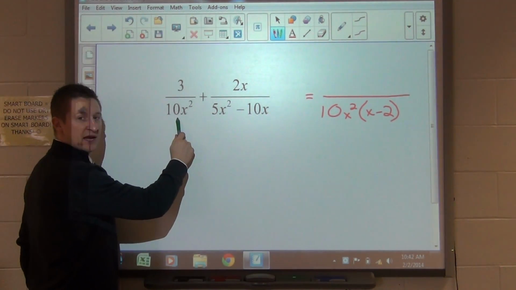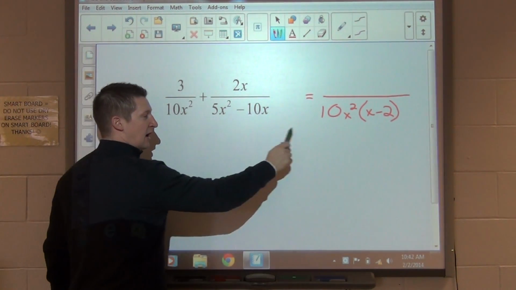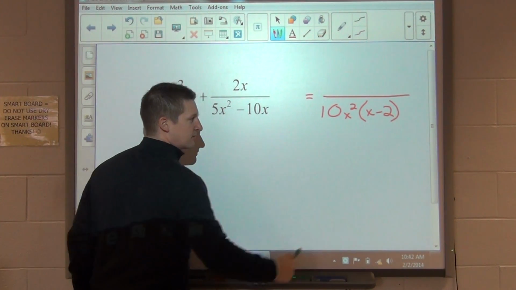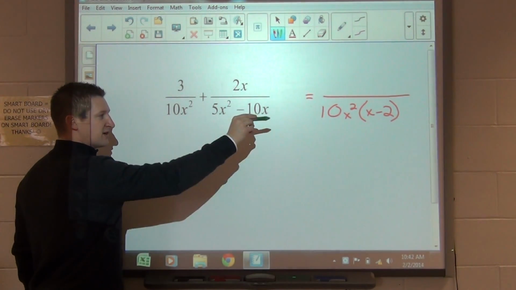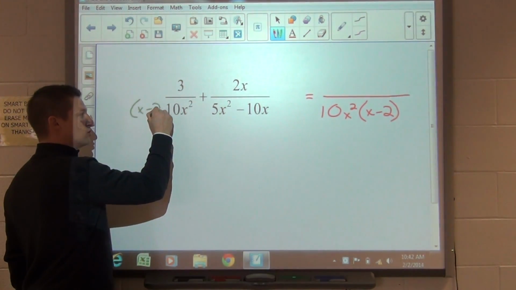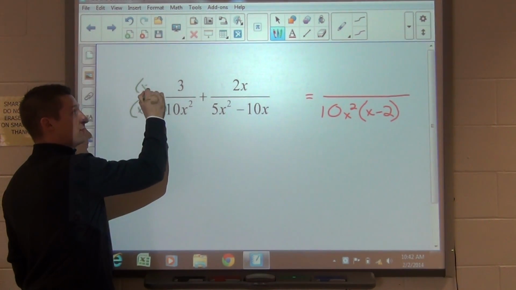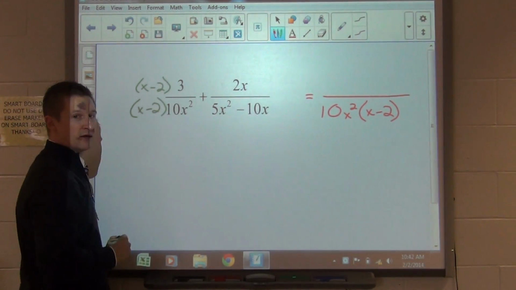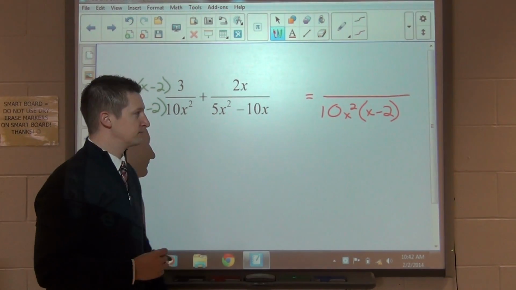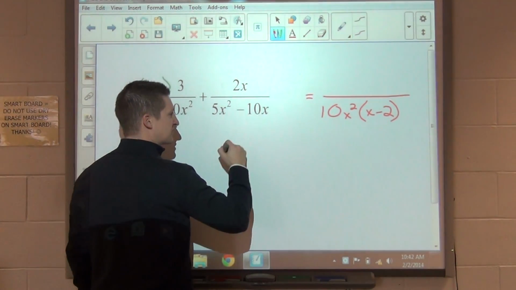I see that I have 10x squared as a denominator. I'm supposed to have 10x squared times x minus 2. Well, that means I'm missing the x minus 2 factor. So I need to multiply both the numerator and denominator by that missing factor, x minus 2. Moving on to the second one.